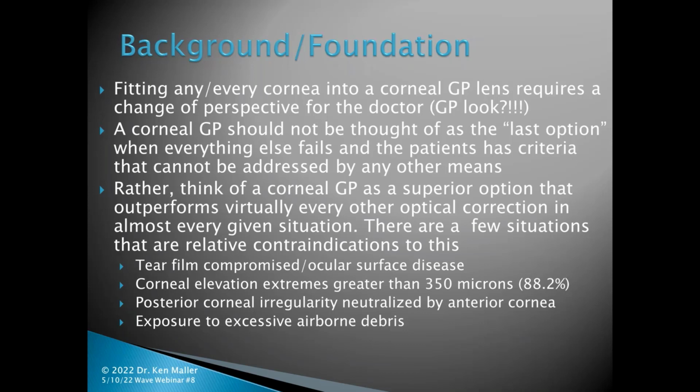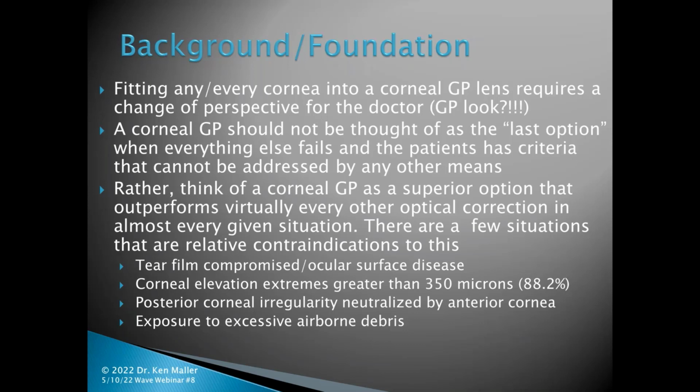Corneal elevation extremes, that means the peaks and the valleys on that particular cornea are greater than 350 microns. About 7 or 8 years ago, there was a study out of Pacific that showed if you have elevations that are greater than 350 microns, that tends to be a little bit tougher for a corneal GP lens to perform on properly. However, if you take a look at the elevation on your topography and it's less than 350 microns, 88.2% of those patients were successful in corneal GP lenses. That's 9 out of 10 people. That's a very, very high success rate.